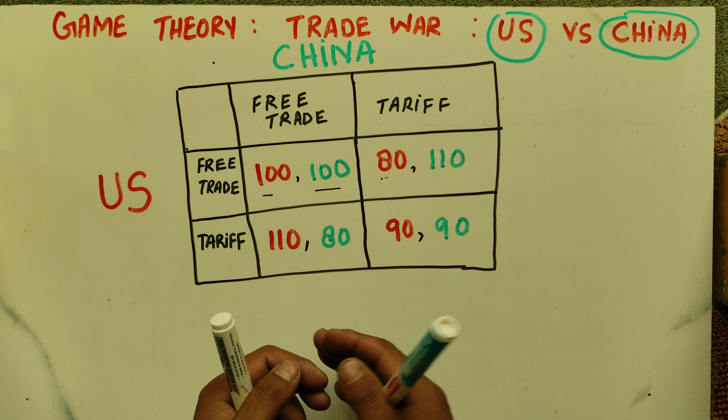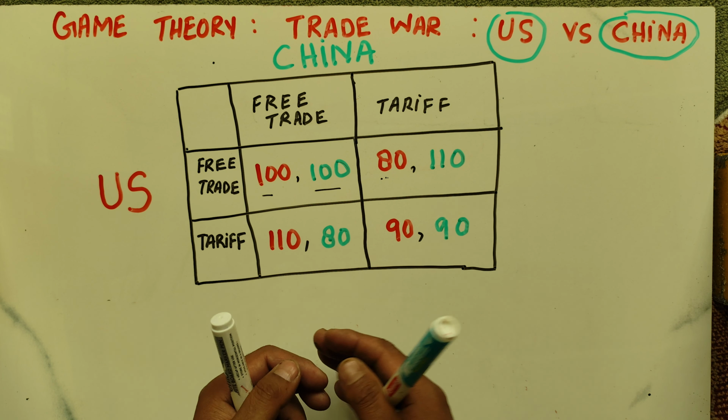The red color elements, or the first elements in each of the cells, show the payoff for US, while the second elements in each of the cells show the payoff for China when she opts for a specific strategy. Here we have only two strategies, either to opt for free trade or to choose tariff. So this is our payoff matrix. Now let us analyze this payoff matrix.